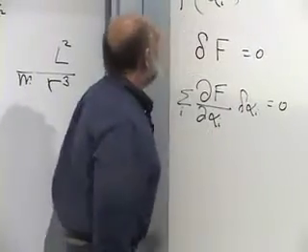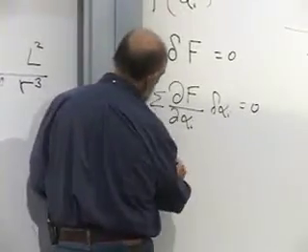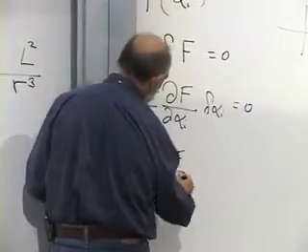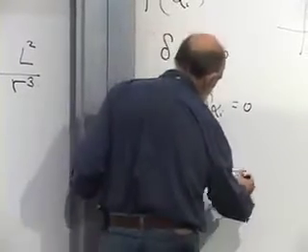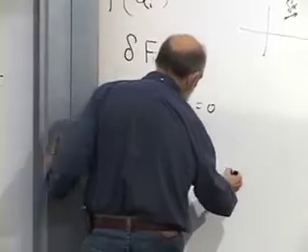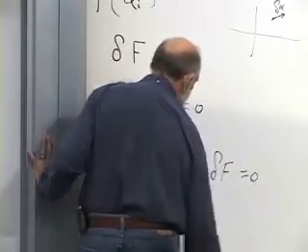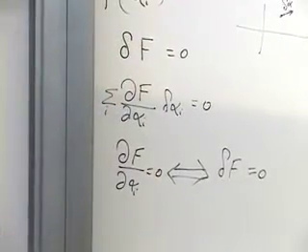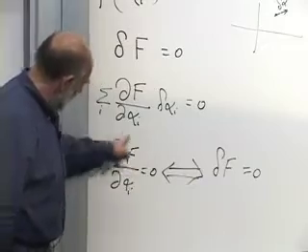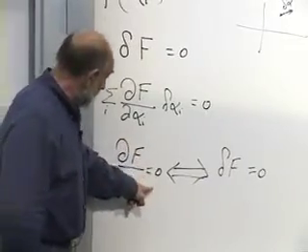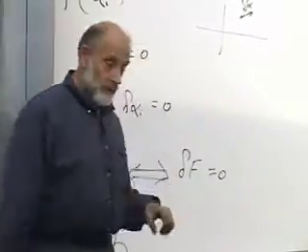Okay? So these say the same thing: that the derivative of f with respect to alpha for all alphas equals 0 is the same thing as saying that the variation of f is equal to 0 when you change alpha a little bit. This is shorthand for the collection of these equations over here. Variation, one says the variation of f is equal to 0.